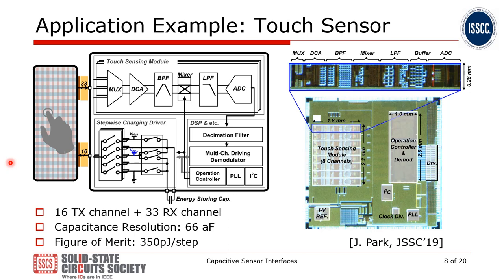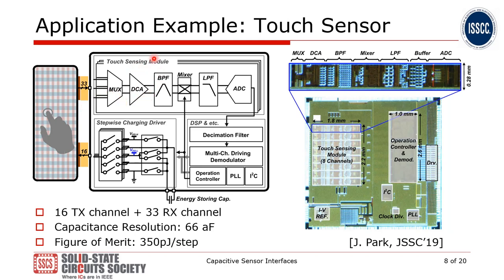To increase the SNR, you can increase the driver amplitude at the TX channel, at the expense of course of power consumption. You can also use parallel multi-channel driving with orthogonal codes, so that the SNR can be increased by the square root of the number of channels as used in this work. So in order to improve the energy efficiency, this work introduces a stepwise charging driver so that the capacitance can be driven in a stepwise manner to reduce the energy loss.